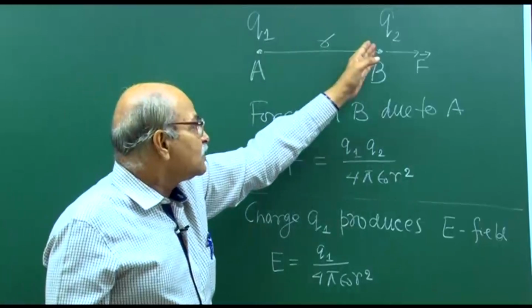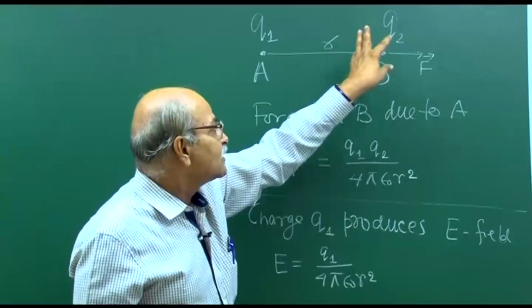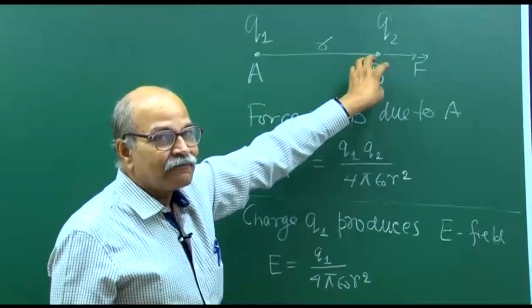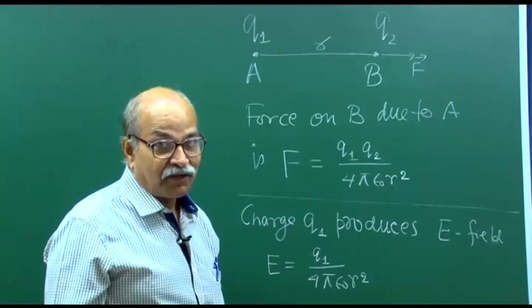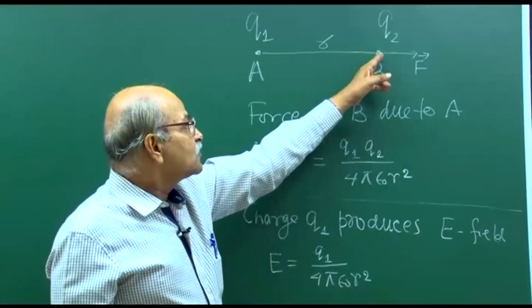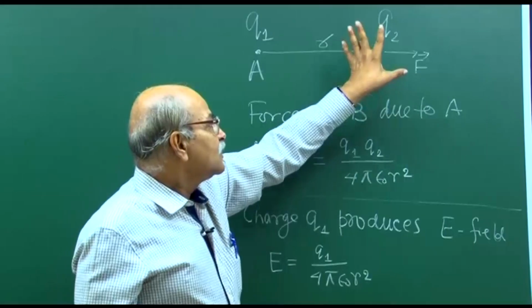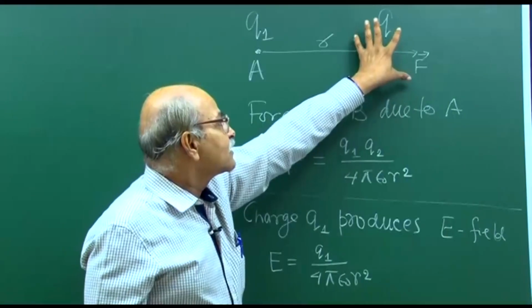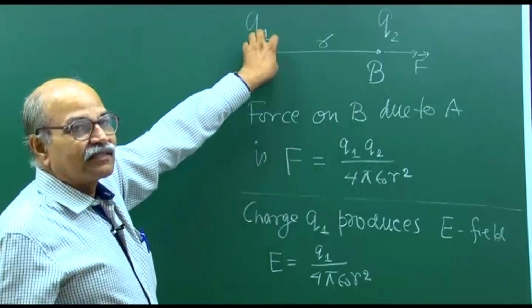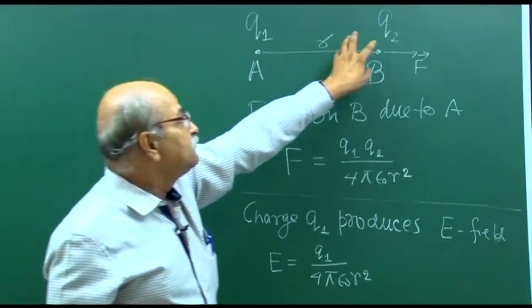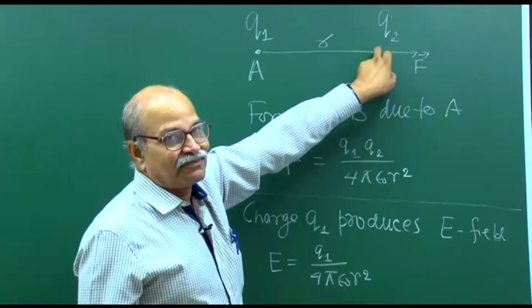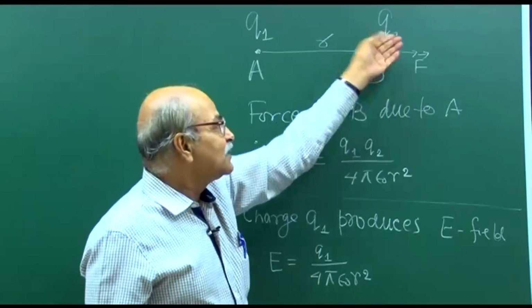If the charge Q2 is there in the field of Q1, that is the second step now, that this charge Q2 finds itself immersed in the electric field which is produced by this Q1, and this field exerts force on Q2. So, the force on Q2 comes in that second step.